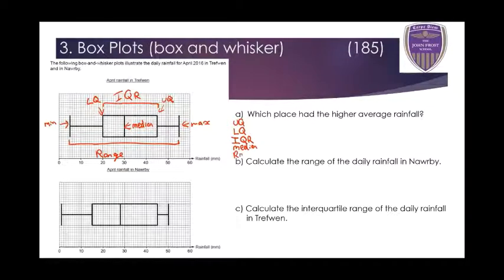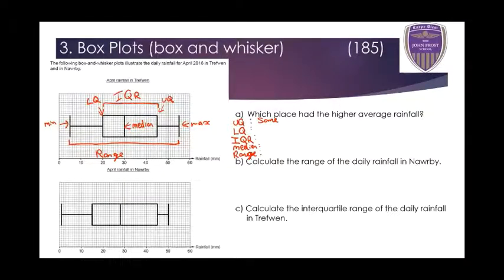And talk about range. Fine, let's talk about all of them. So we're just going to say very quickly which of the towns, Trevwen and Narrabee, has the most significant feature that would indicate a higher average. Okay, so if we compare the upper quartiles, they are the same. They both have an upper quartile of roughly 45.